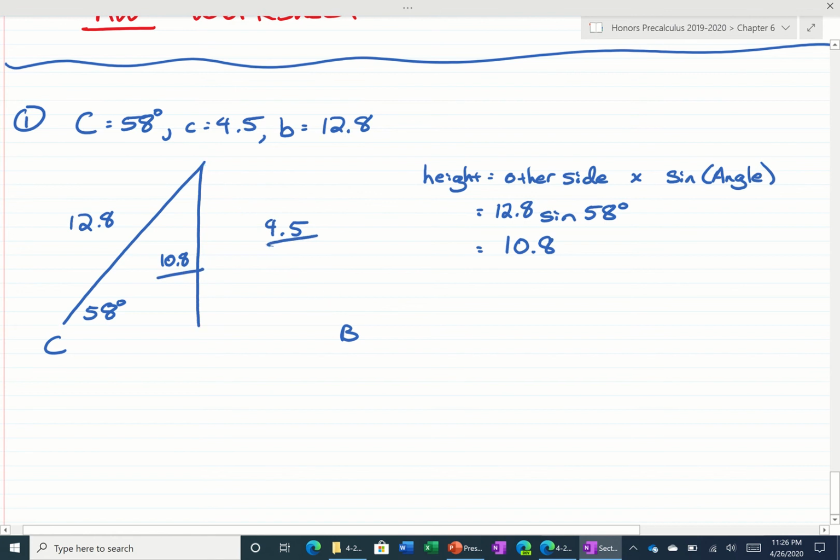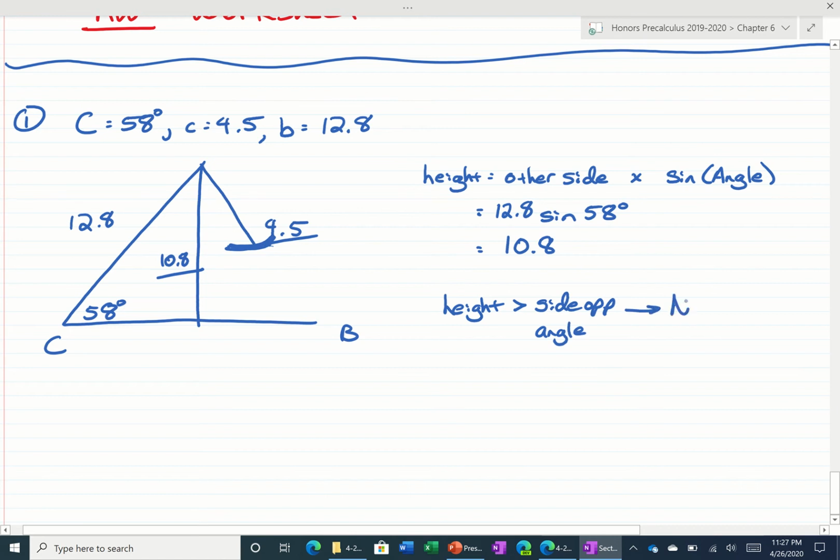So if it was drawn to scale, it would look like this. 4.5 would look something like this, and it would be too short to connect. So if the height is bigger than the side opposite the angle, we say that there's no solution. All right. Let's move on to number 2.